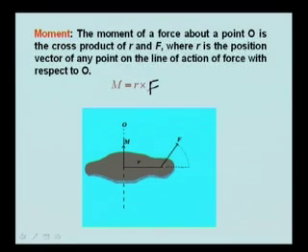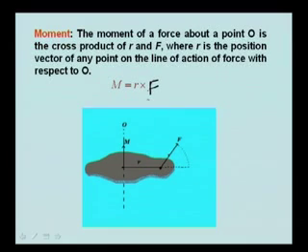On this line of action, I have taken a point here. Suppose this is my origin point. From here I join this point, then this becomes my position vector. I could have taken any other point also. In that case, the position vector will change. However, when we find the cross product R cross F, we should get the same vector. So, this is M is equal to R cross F.